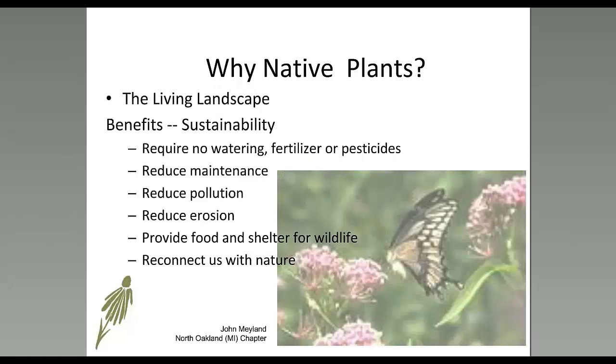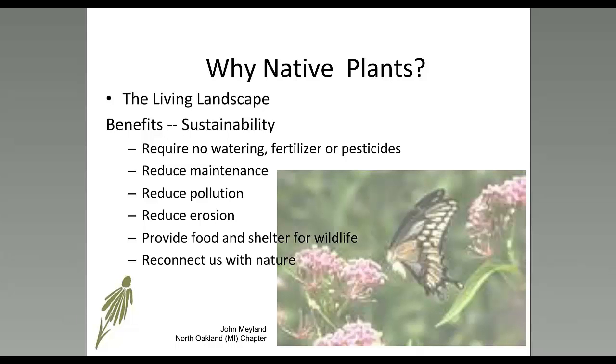So why do we want to use native plants? We want to get away from the non-living landscape of the turf grass, and we want to try to get away from providing all the TLC for non-native plants. So we want to talk about sustainability and those benefits and try to impress others as well as ourselves with using native plants and why to use them.